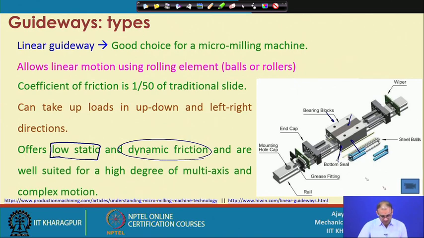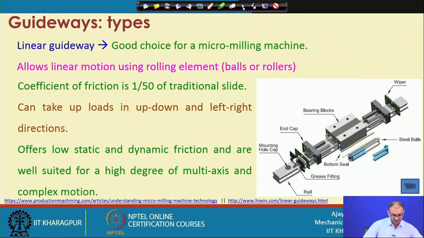So, let us see this particular video where almost everything is clear: what the different components are, in what way you can define the different specifications of the machine and of the linear guideway, and where these particular guideways are used in different applications. So, let us go through that video, and I will explain through that video step by step.